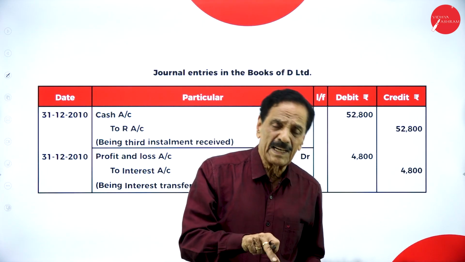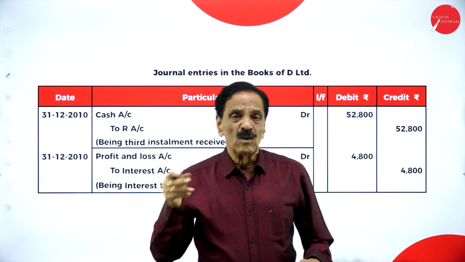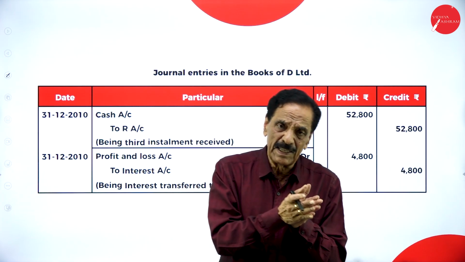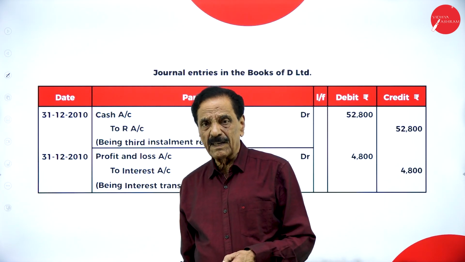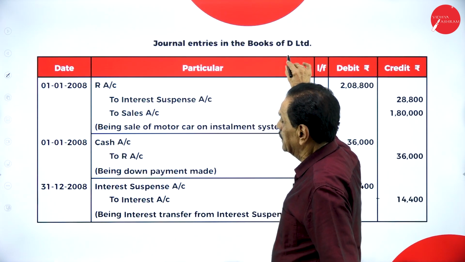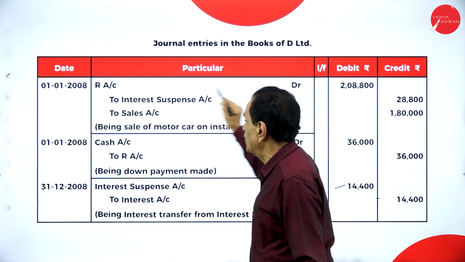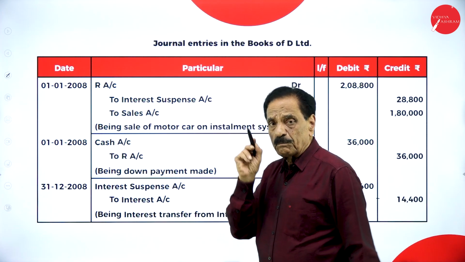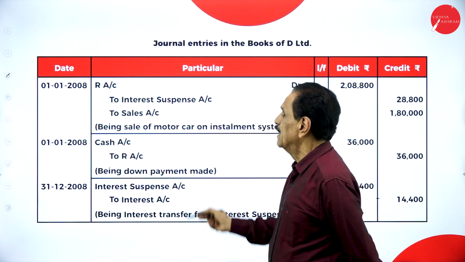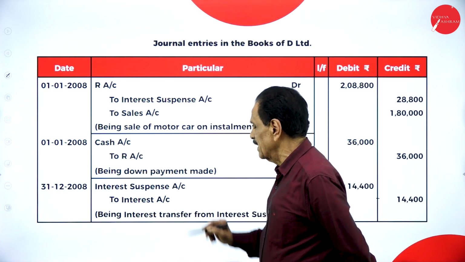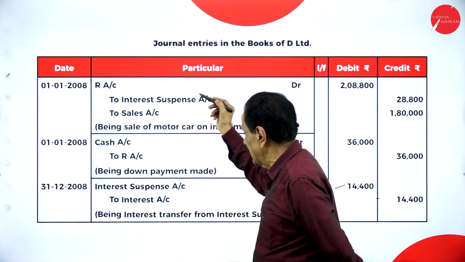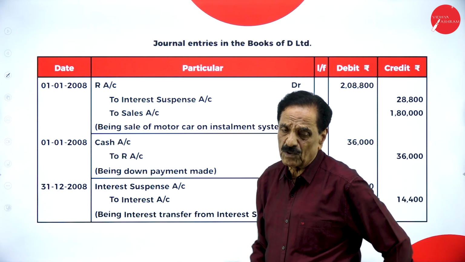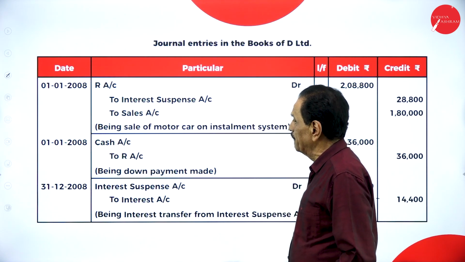You have done one ledger account and one journal entry. Delimited is the seller. He says hire purchaser account debtor to sales account, to interest account. So the purchaser becomes the debtor and we receive from the purchaser. Interest suspense account is credited. Now every year interest will be transferred from interest suspense account debtor to interest account. That you have to learn.